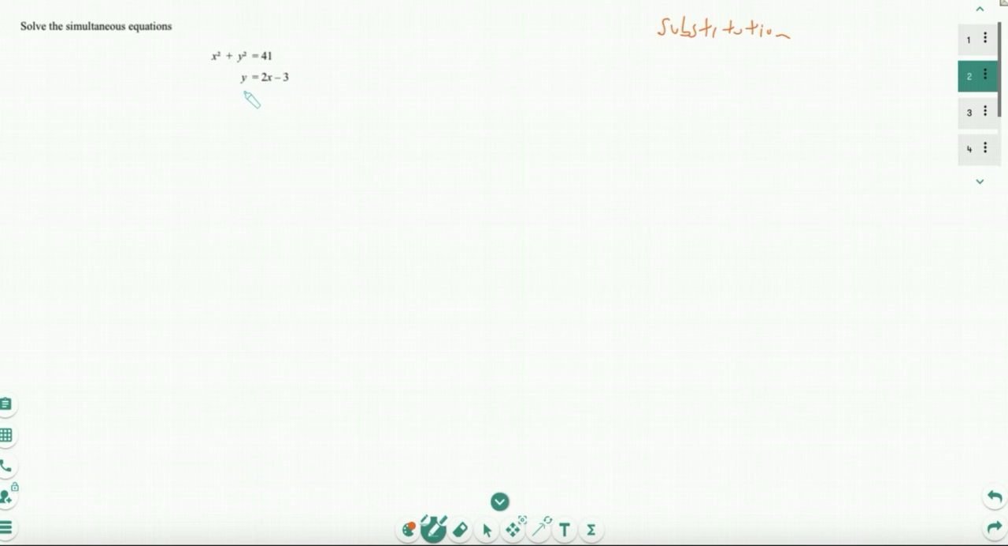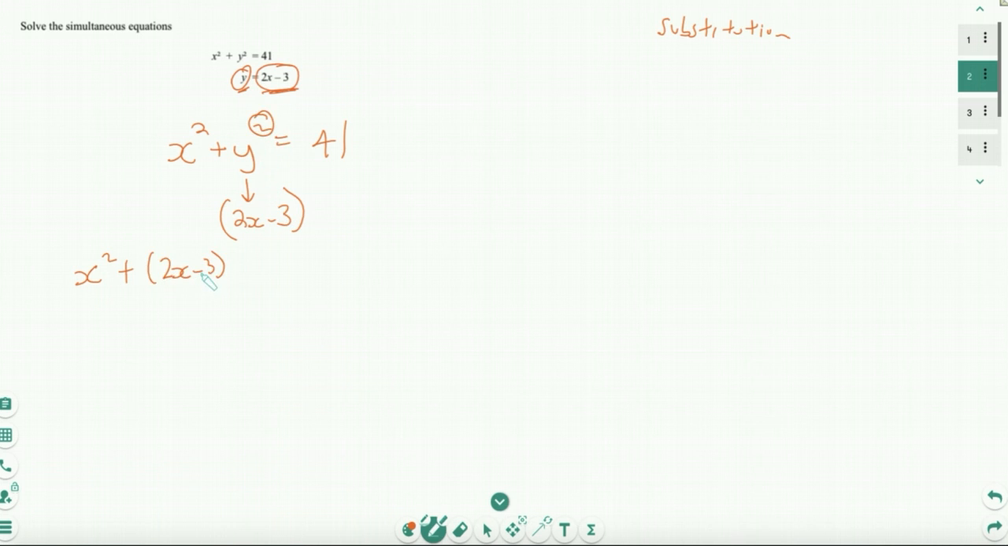So we'll look at our linear equation. Y equals 2x minus 3. So y is exactly the same as 2x minus 3. So write down our curved line. X squared plus y squared equals 41. And we can replace y with 2x minus 3. So I'll replace this y with 2x minus 3 because they're equal to each other. So what do we have? We have x squared plus 2x minus 3 squared equals 41.